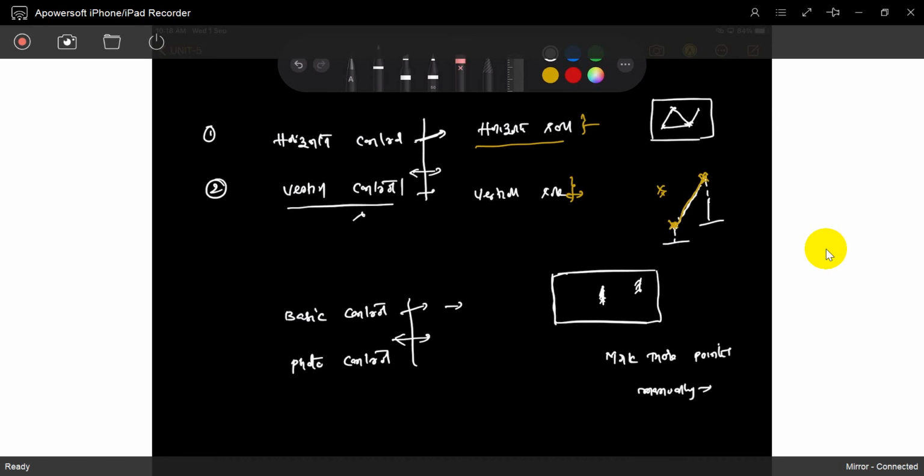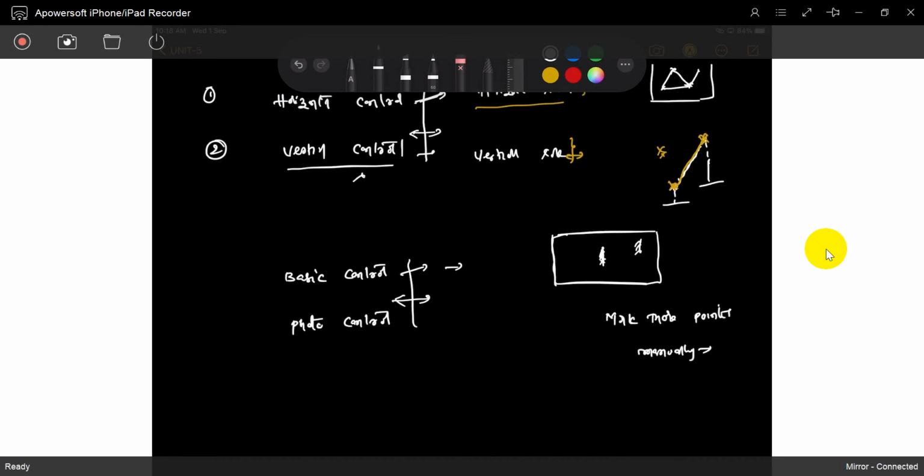Later, when you photograph and get that picture, you can identify those points exactly on the photograph. Based on that, you can find out the positions of the other points, and also easily connect with other photographs. This is called basic control. You have to mark those points manually. Got the point?